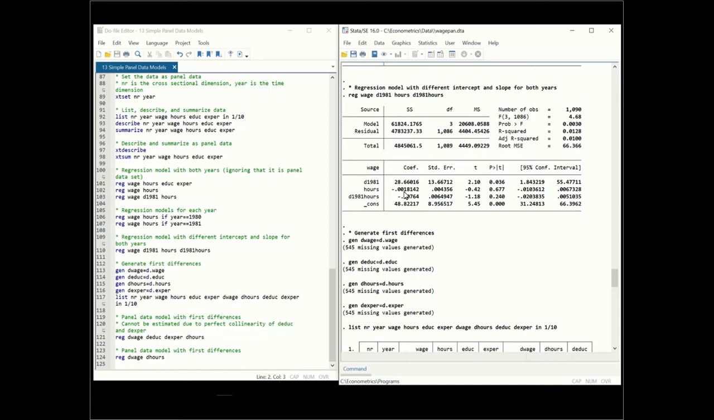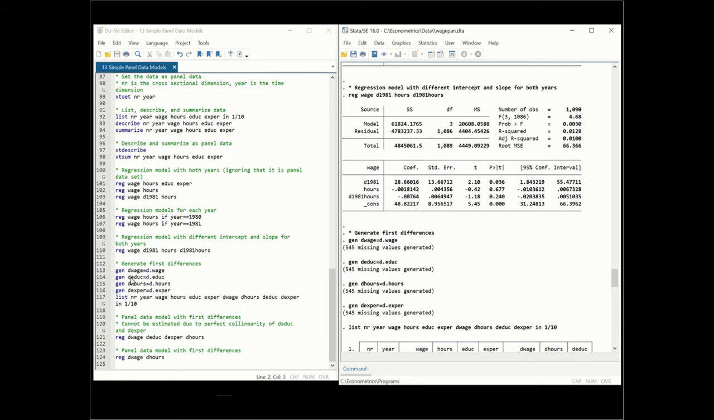Okay, so I showed you many different ways in which we can use panel data to estimate models, and I showed you how the results would look, but actually that's not the best way to estimate these models. The best way that we discussed is to generate first differences.